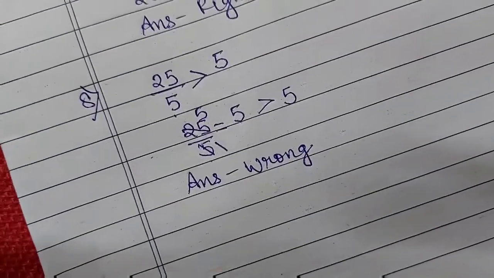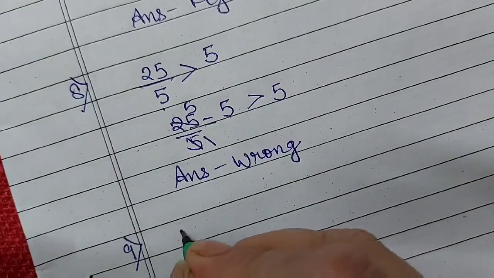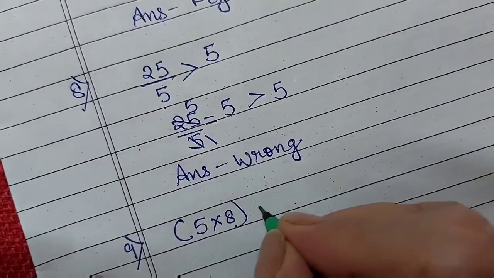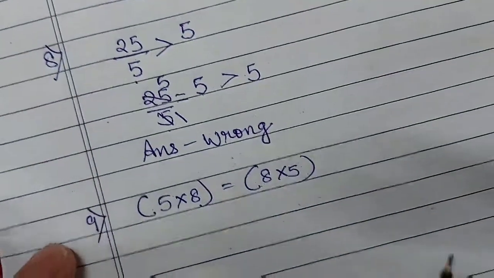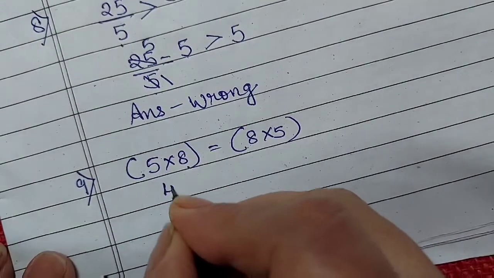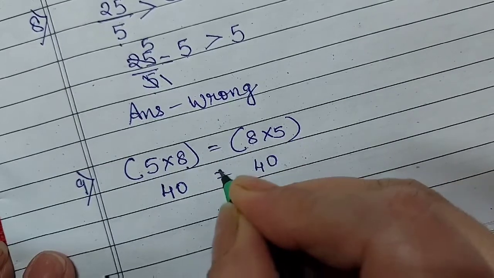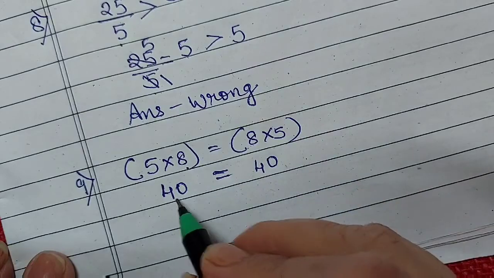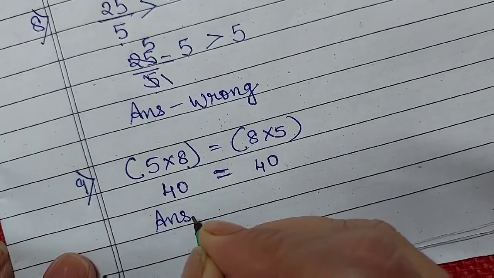Now coming to the ninth question. Your ninth question is 5 into 8 is equals to 8 into 5. Okay children. Now we will solve this bracket. 5 eights are 40 is equals to 8 fives are 40. Now this is what? Equality. 5 eights and 8 fives are 40 is equals to 40. It is equality. So the answer is right.